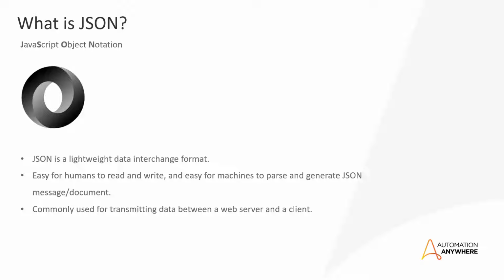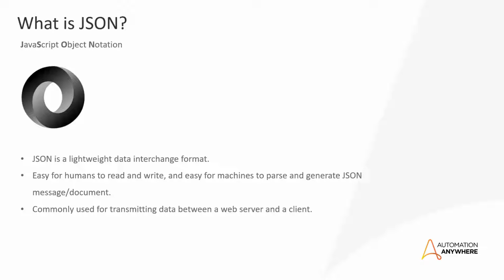So we'll get started with what is JSON. The full form of JSON is JavaScript Object Notation. It is a lightweight data interchange format, and it is very easy for humans to read and write. You will see an example in the next slide. The same goes for machines to parse and generate the JSON response from a message or a document.